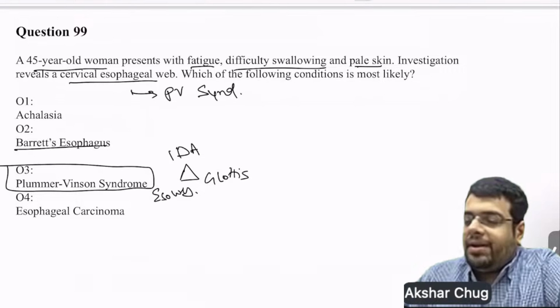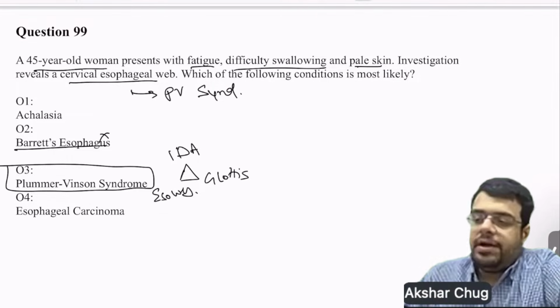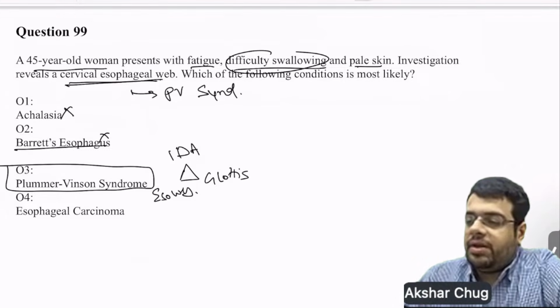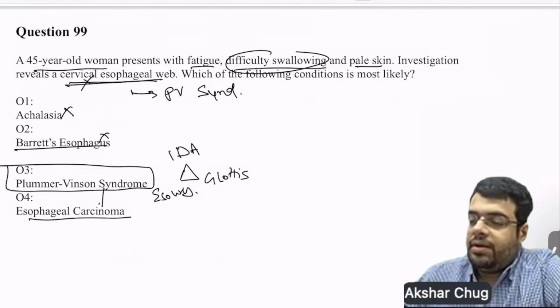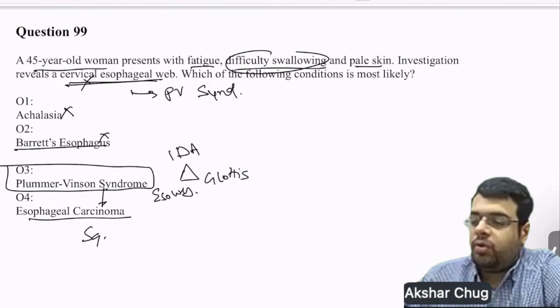In Barrett's esophagus, we will not see iron deficiency, pale skin, or difficulty in swallowing. In achalasia, there would be difficulty in swallowing, but there would not be a cervical web. Again, in esophageal carcinoma, there would not be a cervical web. However, Plummer-Vinson can predispose the patient to esophageal carcinoma, specifically the squamous variety.